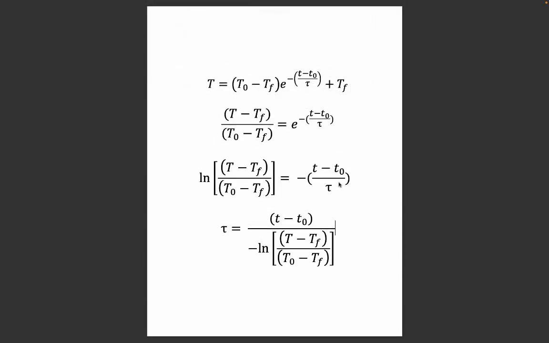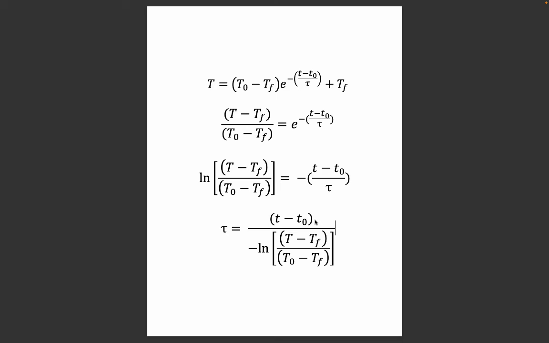The next thing you were asked to do is to solve for the time constant for one of the thermocouples' cooling curves. And this is the governing equation at the top. We're looking for tau. So the thing to do is to solve this equation for tau. And you get this final equation down here.